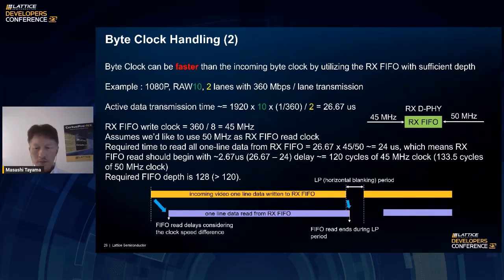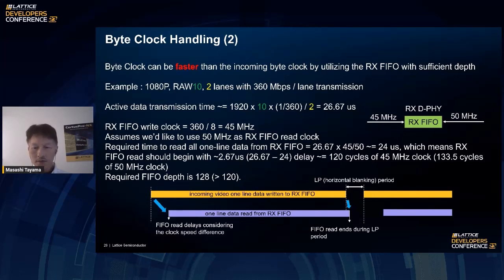This is the case that the internal byte clock is faster than the incoming byte clock, using the same example. In this case, we know that we can finish reading the RX FIFO data before the next video data comes. But we have to avoid FIFO underflow, since read speed is faster than the write speed.